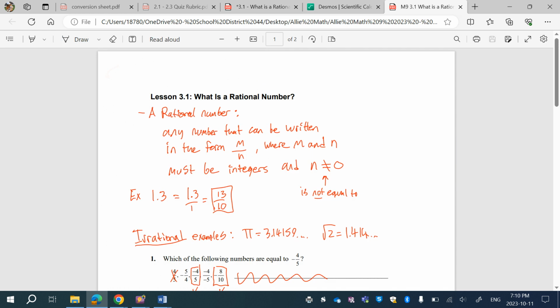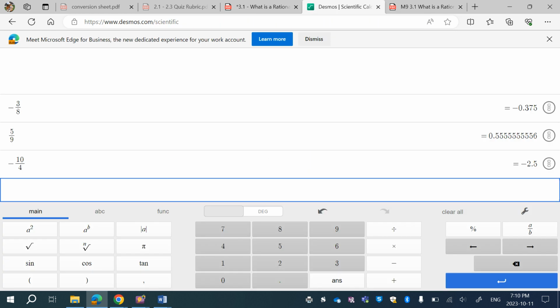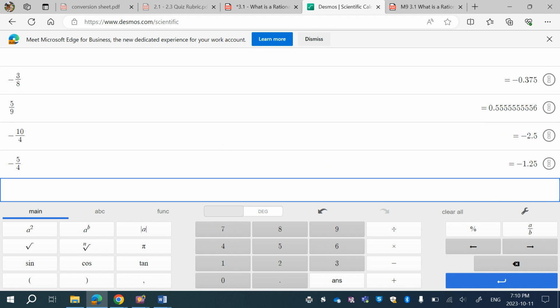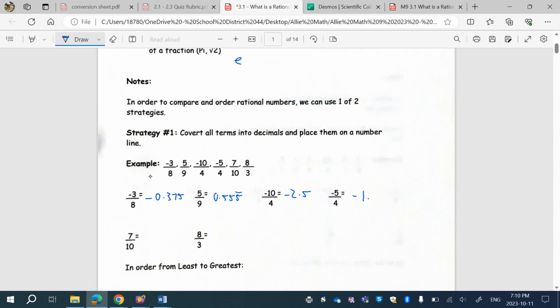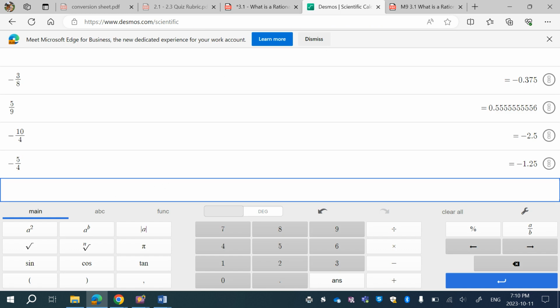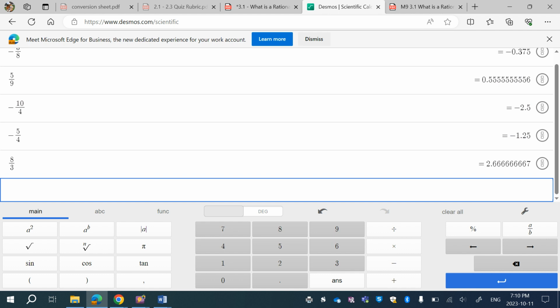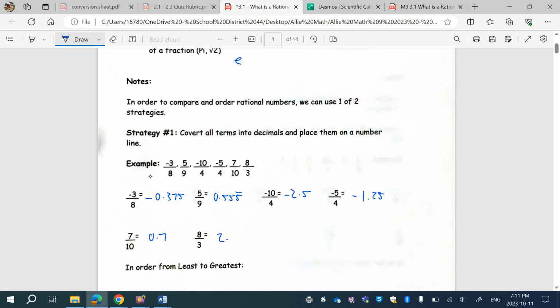-5 divided by 4 is -1.25. And 7 divided by 10, I know that's going to be 0.7. And 8 divided by 3 is 2.666 repeating.